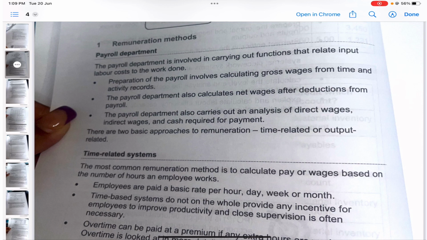So there are two basic approaches to remuneration. The first is time related systems, wherein systems are based on time, and the second is output related systems. Pause the video and try to read it.